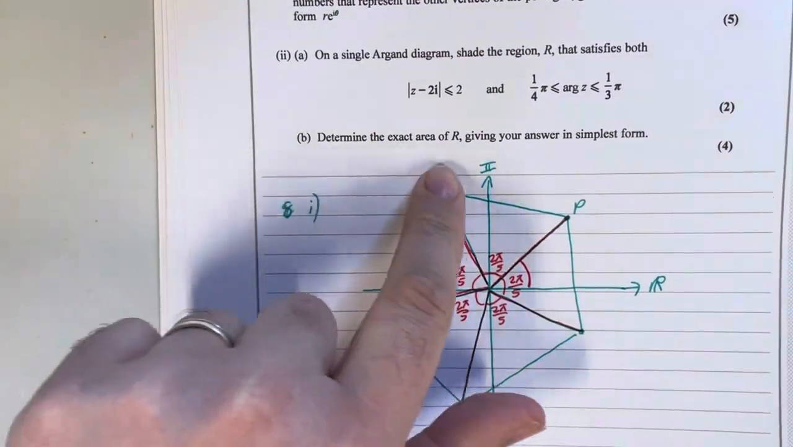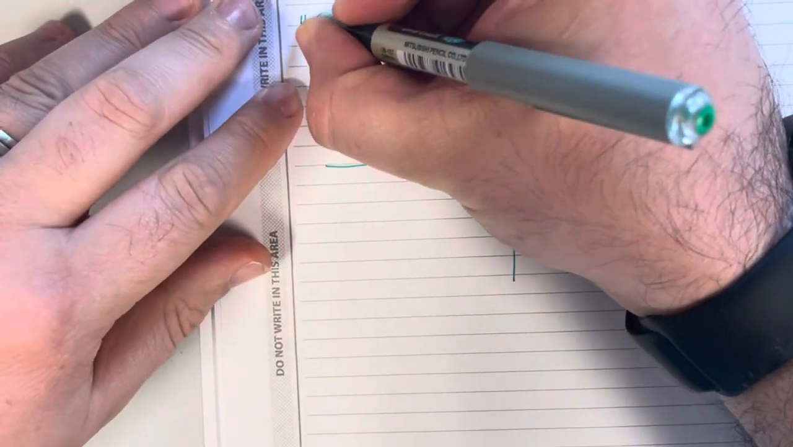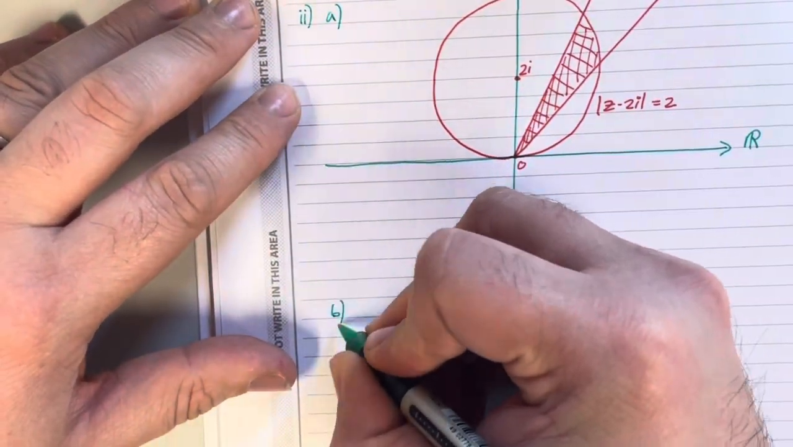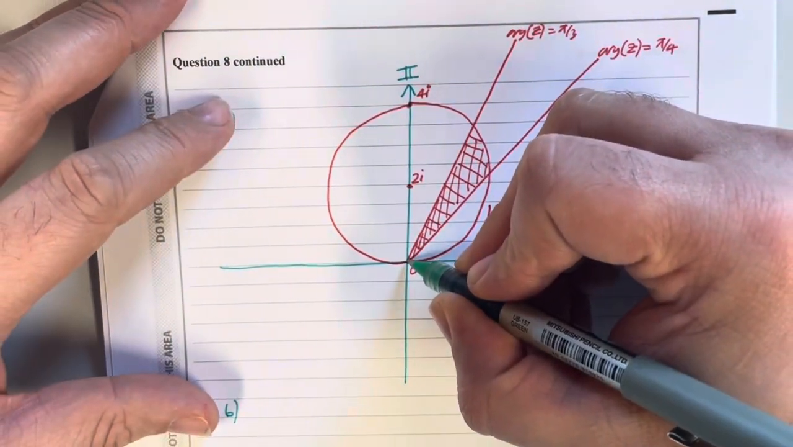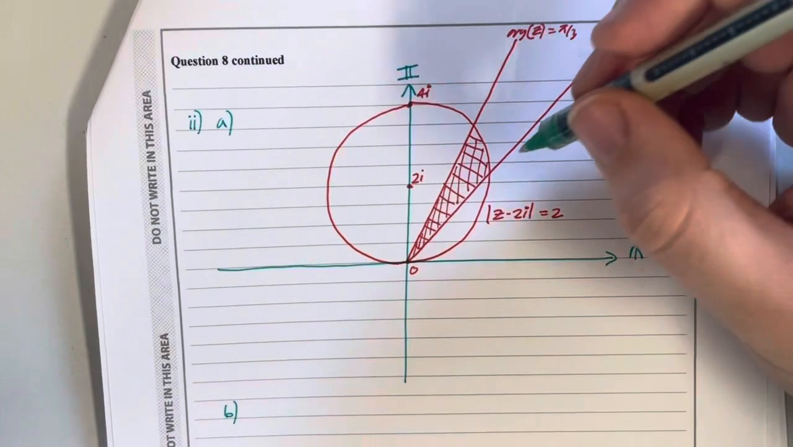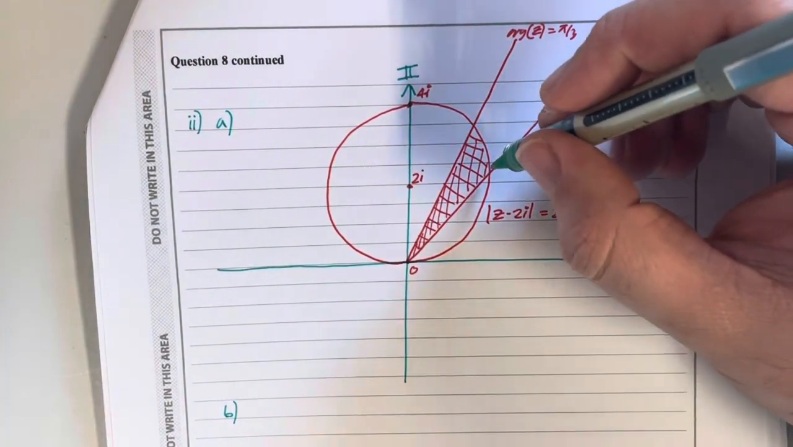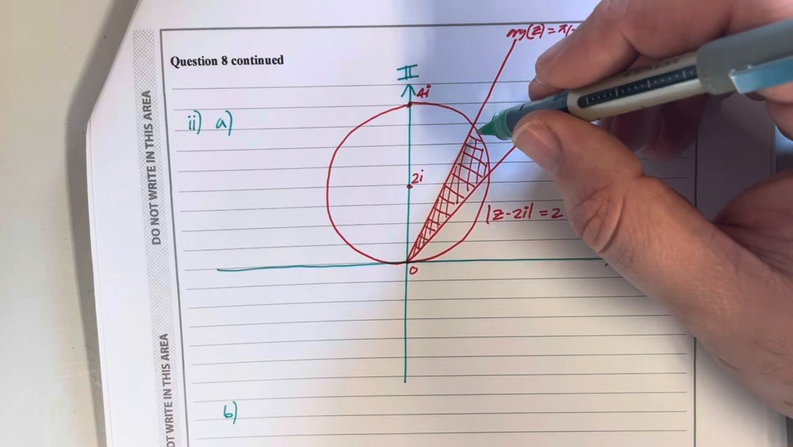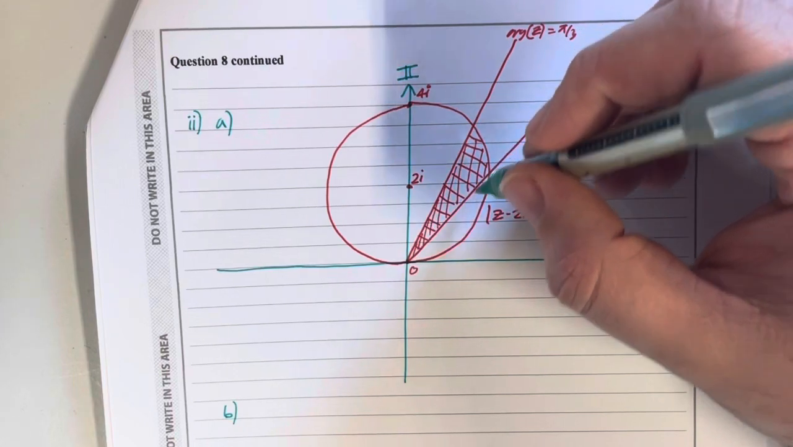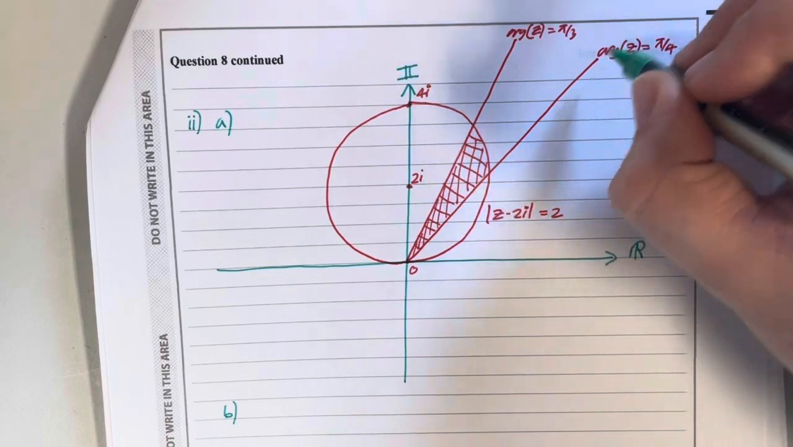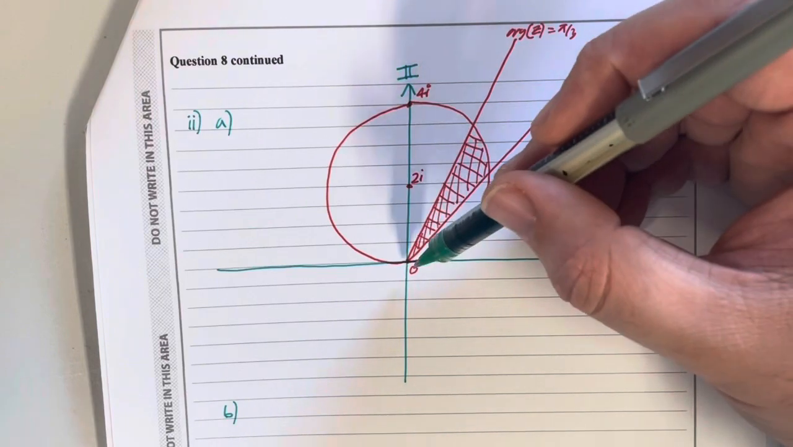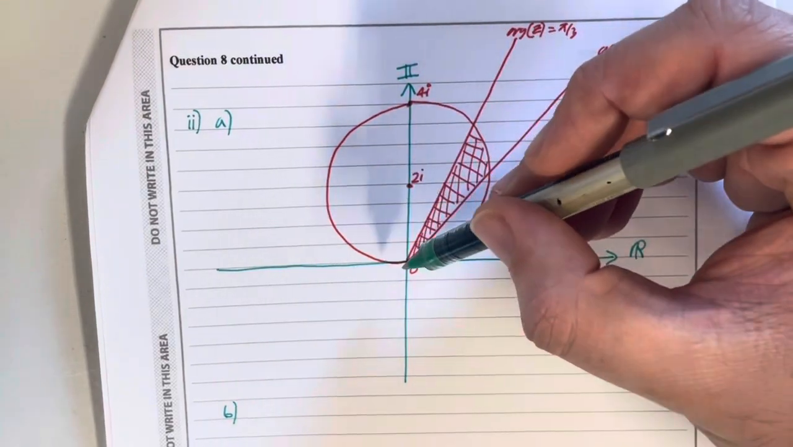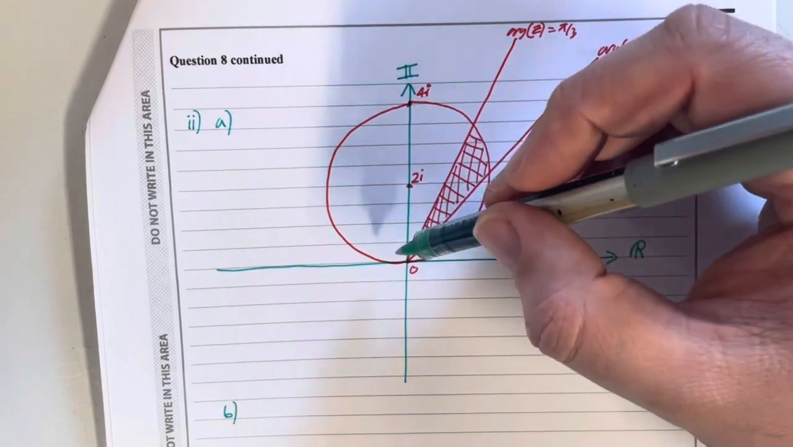Part B, determine the exact area of R, giving your answer in its simplest form. Okay, so this was part 2A. Part 2B, we want to calculate the area of that. It's a little bit messy because this point is not from the centre of the circle, so it's not as obvious to consider the area. I think maybe putting it into polar form might be good, because then it's got the limits of pi on 4 and pi on 3 already. So I could consider this curve as being a rhodonea with one petal.